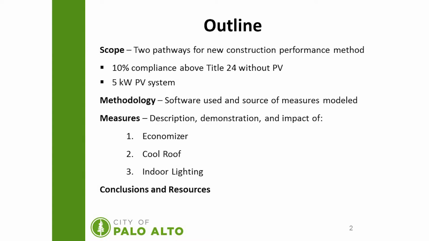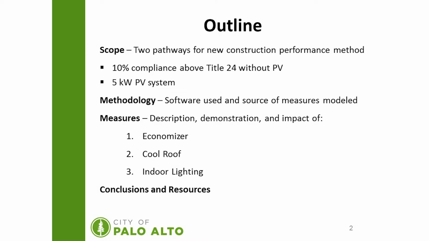So now we'll get into the non-residential measures we looked at for the REACH Code Cost Effectiveness Study. I'll give a brief overview and how to model each. For Palo Alto's REACH Code, there are two pathways for non-residential new construction. The first is to show a 10% compliance margin with Title 24 without installing PV. The second pathway is to install a minimum 5 kilowatt PV system. I'll be focusing more today on how to achieve the 10% compliance margin.